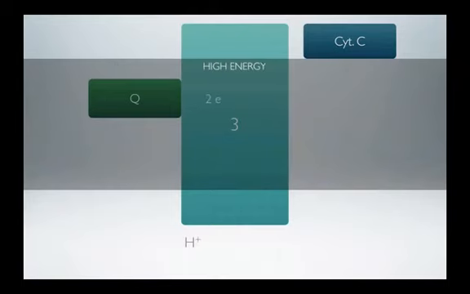As the electrons are transferred from Q to complex 3, they release energy and transition to a lower energy state. The energy released is used to pump hydrogen ions into the intermembrane space.